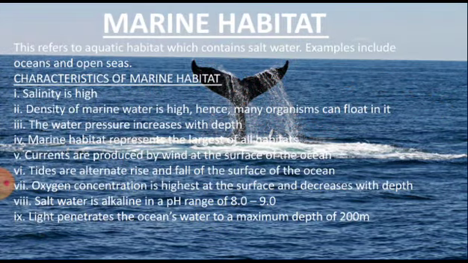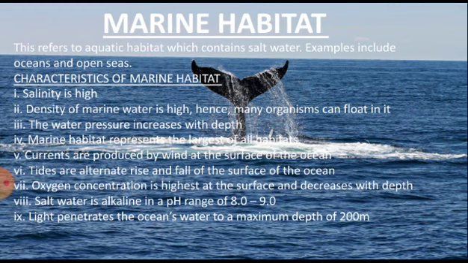Now we look at the marine habitat. This refers to aquatic habitat which contains salt water, and examples include oceans and open seas. And please note that the marine habitat constitutes 70% of the Earth. Now we'll look at the characteristics of marine habitat.